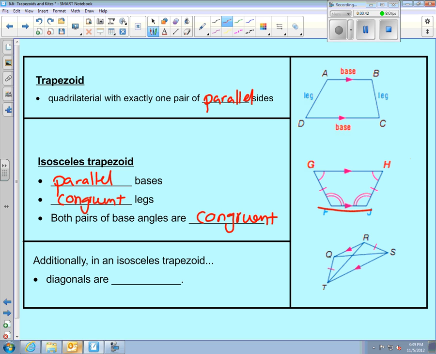Base angles would be like F and J are together, and then G and H. Those are going to both be congruent. Also, in an isosceles trapezoid, the diagonals are also congruent. So lots of parts that are congruent and angles that are congruent.